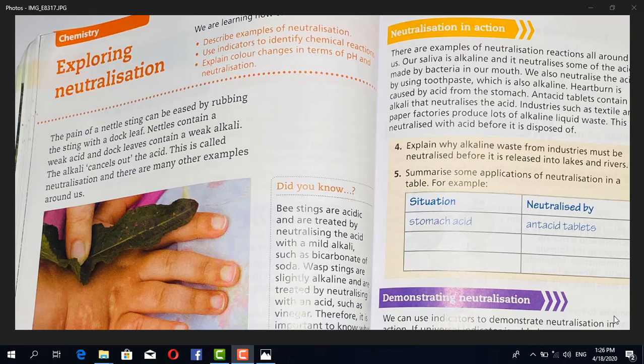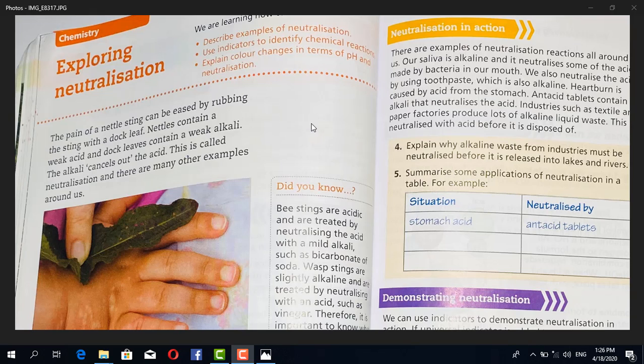Hello everyone, we're back again for the next part of the chemistry revision for grade 8. Previously we went through the acids and alkalis, the differences between them, and using the indicators. As for now, we're going to go through neutralization.